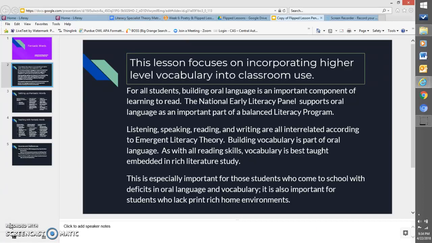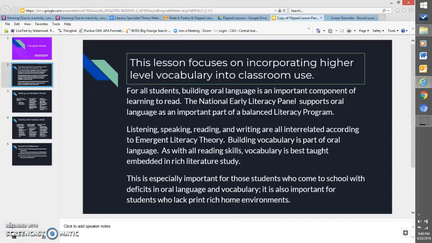This lesson and a continuing lesson will focus on incorporating higher level vocabulary into the classroom, specifically into my first grade classroom. These lessons assume that you are providing rich literature experiences in your read-alouds, in your shared reading, in your guided reading, and providing a classroom full of rich literature for students to choose for independent reading.